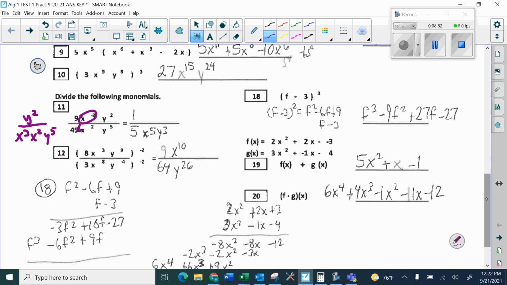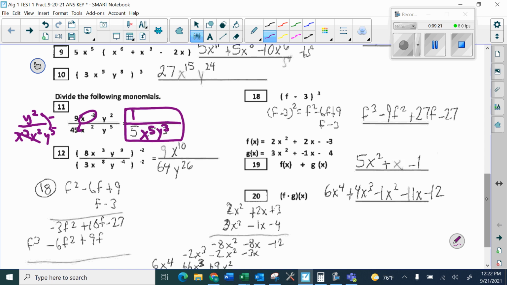Okay, then I ask myself, where do I have x's? Well, I only have them in the denominator, so I've got to put an x down here. How many do I have? 3 plus 2 is 5 of them. That's why it's x to the 5th. Then I ask myself, where do I have more y's? I have more y's in the denominator. Well, how many more do I have? 5 minus 2 is 3, so I have 3 more y's in the denominator. And there's my answer, 1 over 5 x to the 5th y cubed.